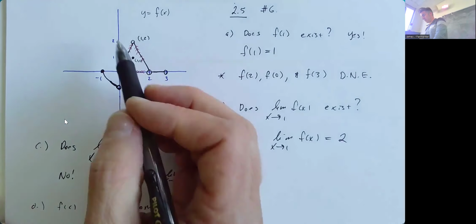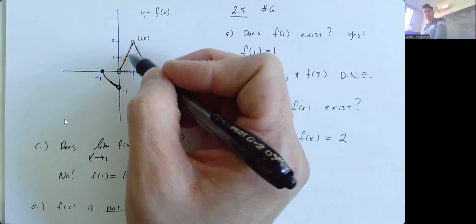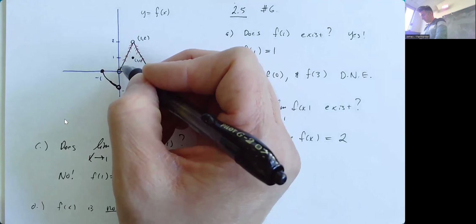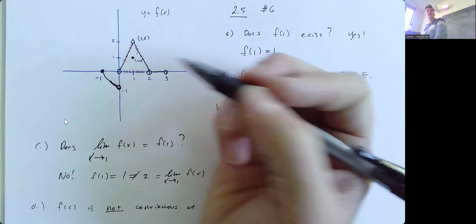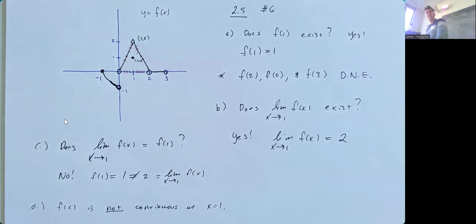Graphically, we can see that by looking at this and saying, oh yeah, it looks like it's not continuous. You've got the graph going here, and then you've got this hole, and you jump down there, and then you go back up there, and then you draw that part there. Definitely not continuous at 1.